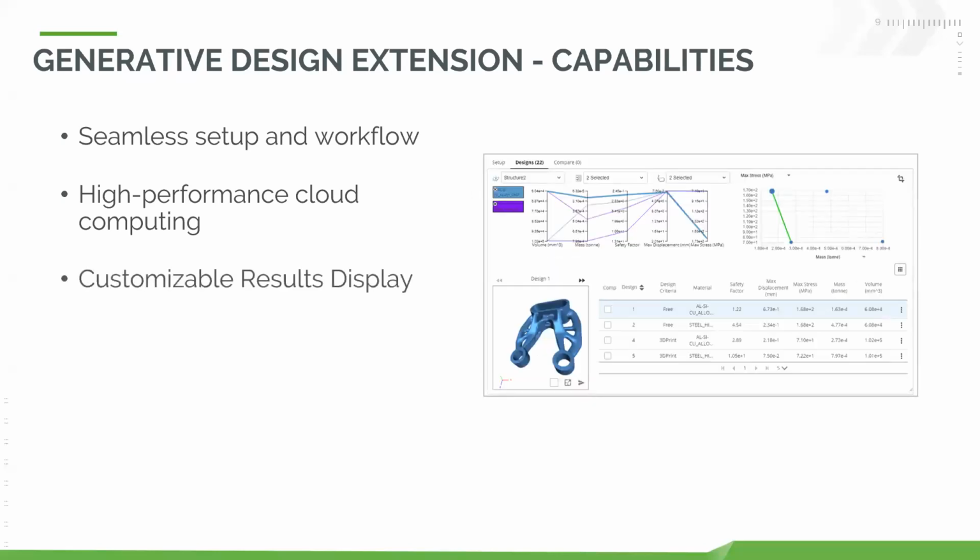The results you get from the study can be customized to filter based on really any criteria you want. For example, you could look at all the different results you got based on the material you chose for each iteration, and then compare them and find the generated model within your material selections that has the highest safety factor or the lowest mass, for example.